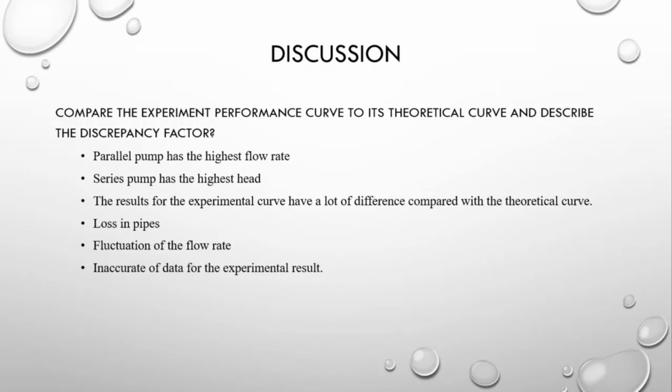Based on the experiment performance curve and the theoretical curve, we can conclude that the parallel pump has the highest flow rate compared to the others, while the series pump has the highest head among the others. The result for the experiment curve has a lot of difference compared with the theoretical curve. This is because the loss in pipe and the fluctuation of the flow rate during the process cause inaccurate data for the experiment result.